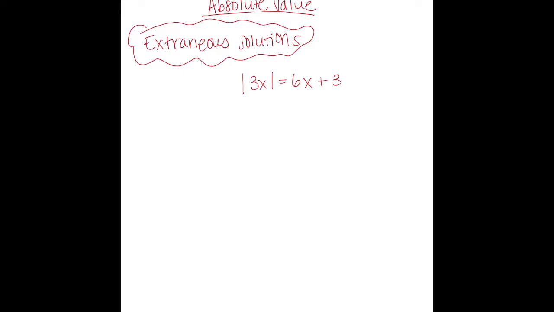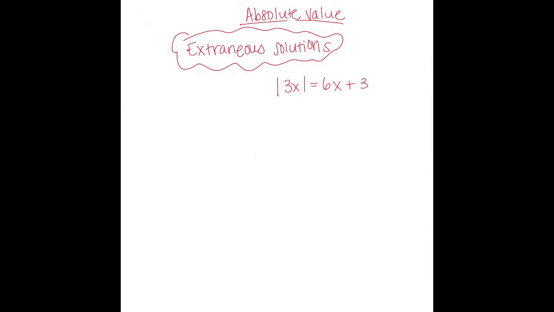So I'm going to make my two different equations. My first equation is going to be what's inside the absolute value is equal to the positive version, which is 6x plus 3. And then for my second equation, I'm going to say my absolute value is equal to negative (6x plus 3). So my absolute value is equal to the positive value, and then my absolute value is equal to the negative value. You'll see sometimes they set them up differently.